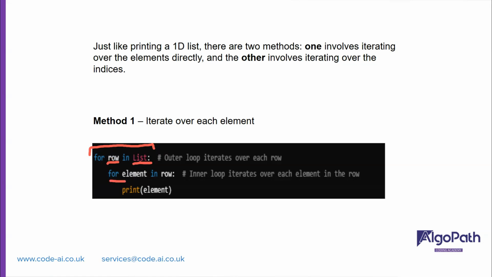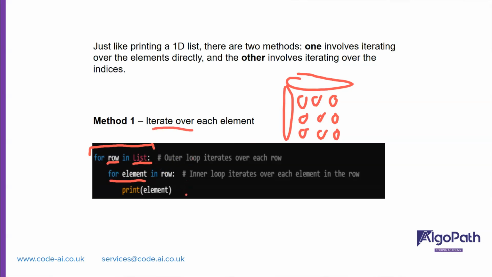Then we grab each element in that row, because remember this is now two-dimensional. It's going to look something like this, where you have values inside here, like this. And then it's going to print every single element. So what this will do is it will iterate over every single element in the 2D array that you have.